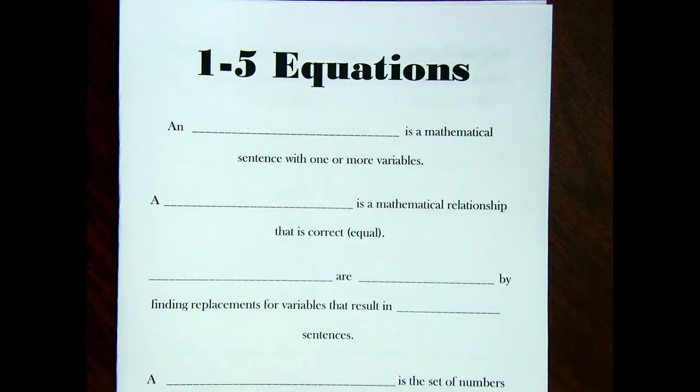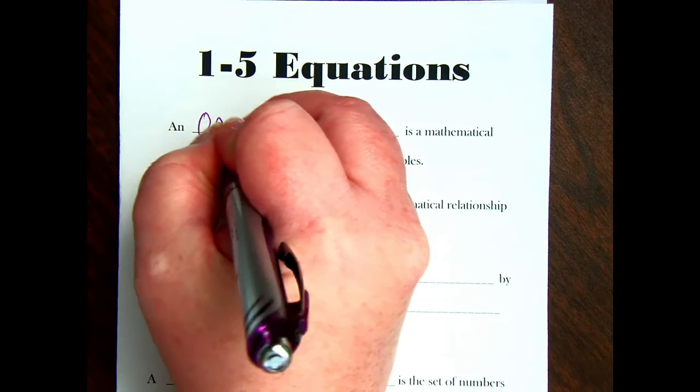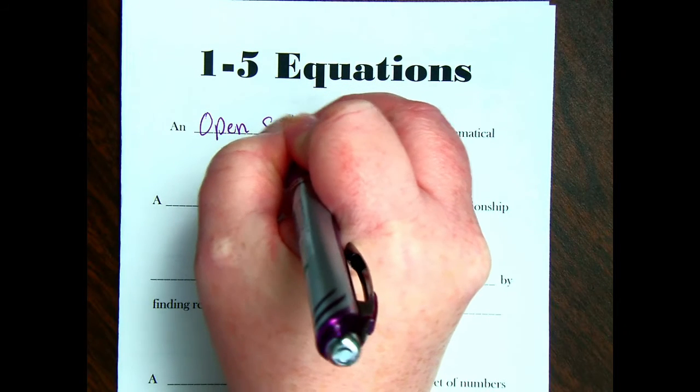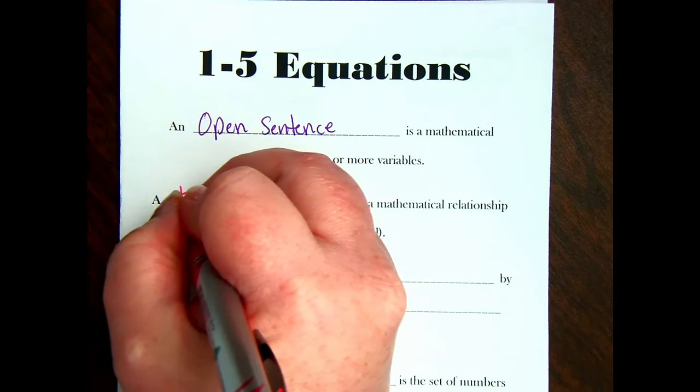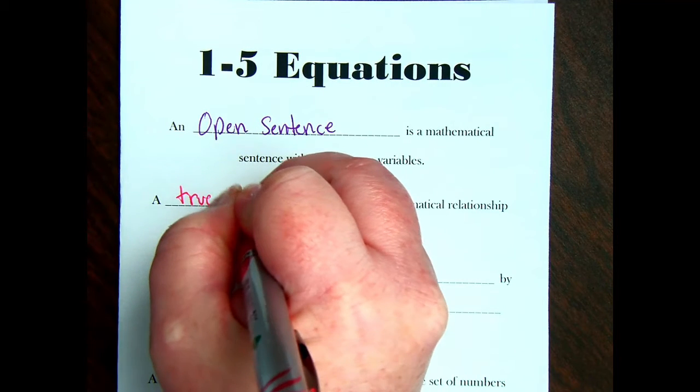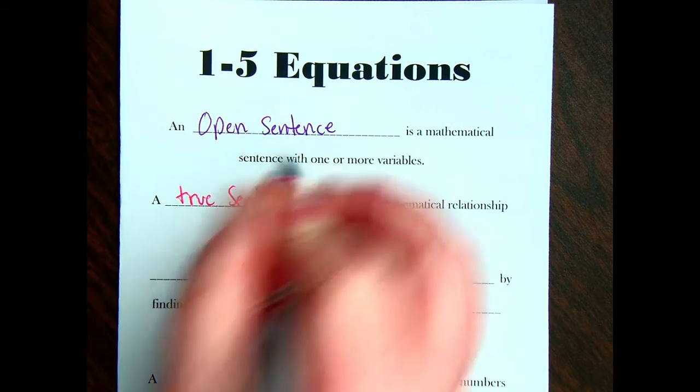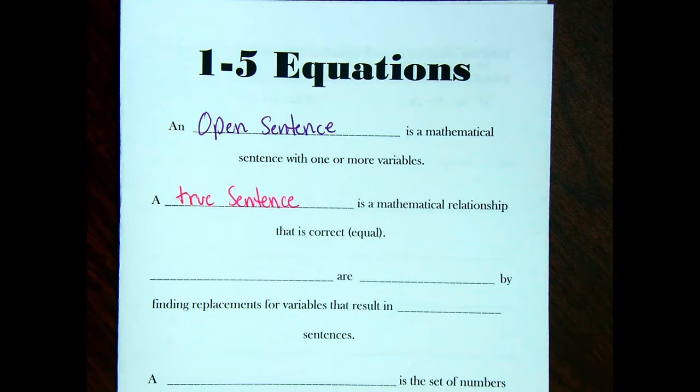If we look at section 1-5 equations, we know that an open sentence is a mathematical sentence with one or more variables. And we know that a true sentence is a mathematical relationship that is correct or equal.